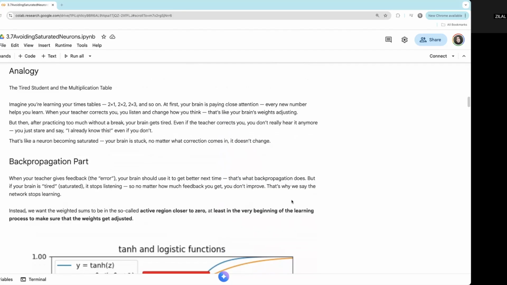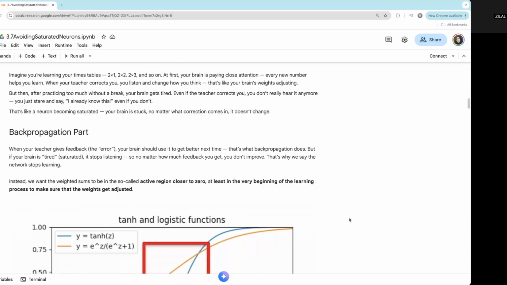But then after practicing too much without a break, your brain gets tired. Even if the teacher corrects you, you don't really hear it anymore. You just stare and say, I already know this, even if you don't. That's like a neuron becoming saturated. Your brain is stuck. No matter what correction comes, it doesn't change.